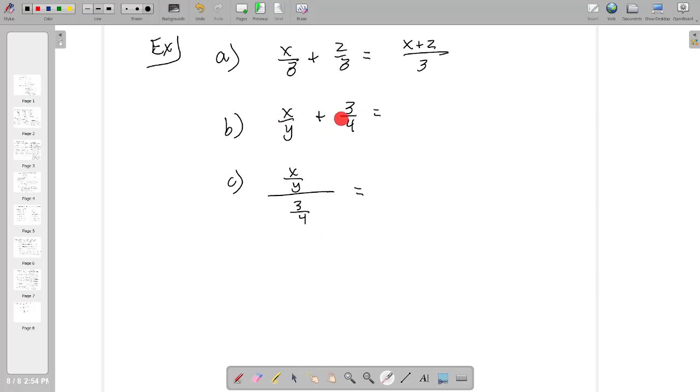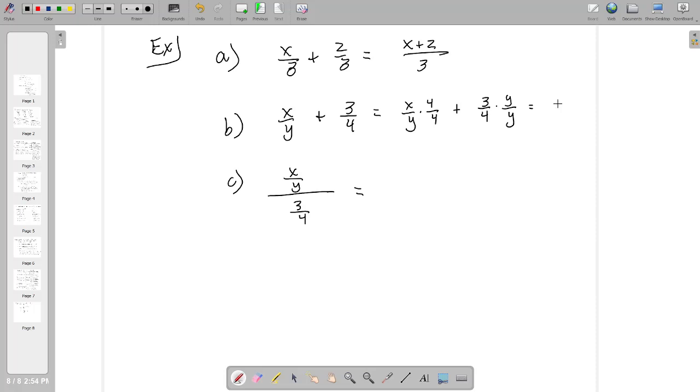Part B, we're adding 2 fractions, but they have different denominators. So we need to find a common denominator. So we do x over y times 4 over 4, because this denominator is missing the denominator over here. Similarly, this denominator is missing the denominator over here. So we need to multiply the second fraction by y over y.